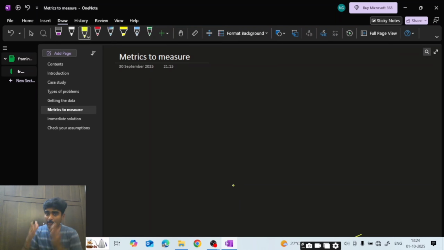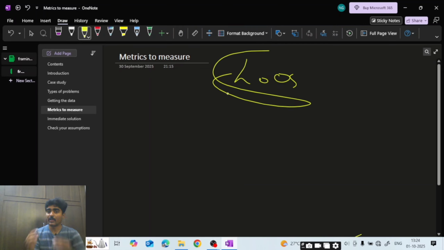Next comes metrics to measure. What are the metrics I need to consider? Let's say I'm assuming the problem as a classification problem under supervised learning. Then the metric should be either a confusion matrix or accuracy score. Now let's say I'm assuming it as a regression problem. Then you need to consider loss.